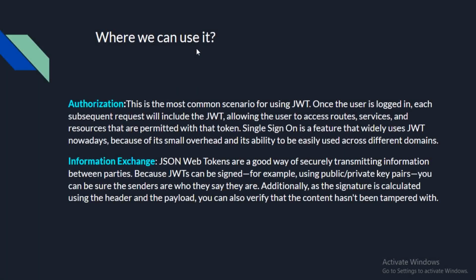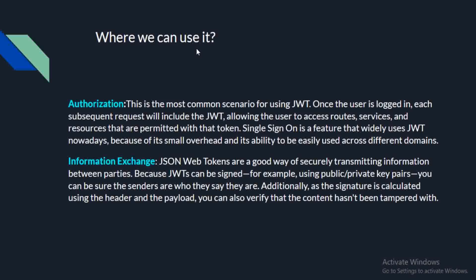So where can we use this JWT token? There are many cases where we can use JWT, and I will explain two scenarios. The most common is authorization. Once the user is logged into one system, for every subsequent request he will not send a username and password to authenticate himself. To make that subsequent request, he will send a JWT token, and that token will be verified for the subsequent request. For that purpose we use JWT in the authorization scenario.